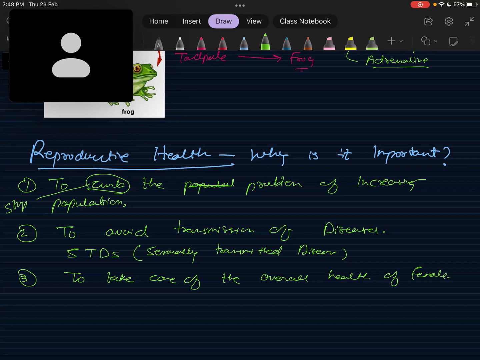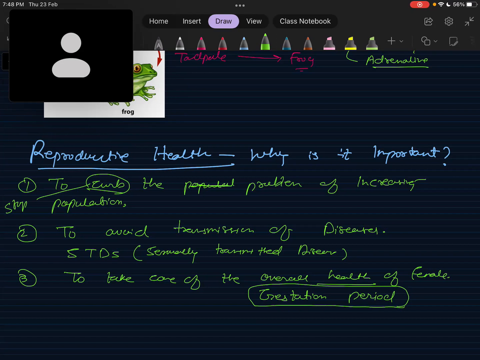Now why are we talking about overall health? Because the period when the woman carries the baby is called the gestation period. In this period, there are so many hormonal changes and secretion of many hormones in the female body, so extra care needs to be taken.